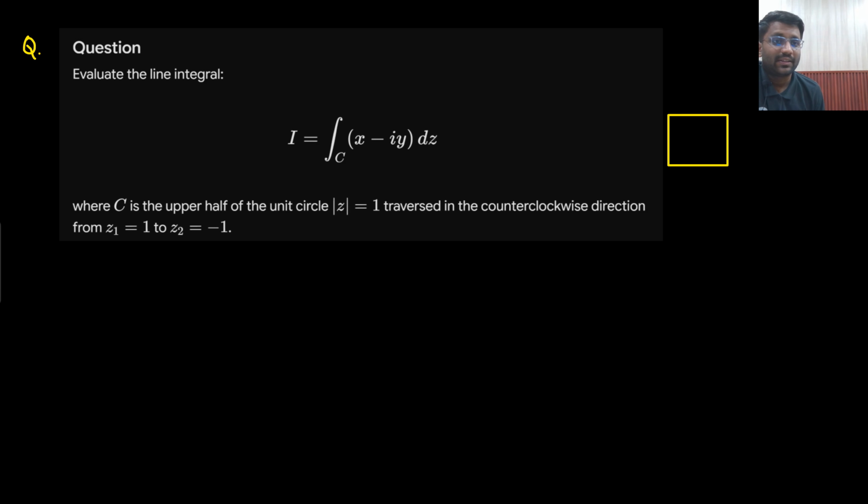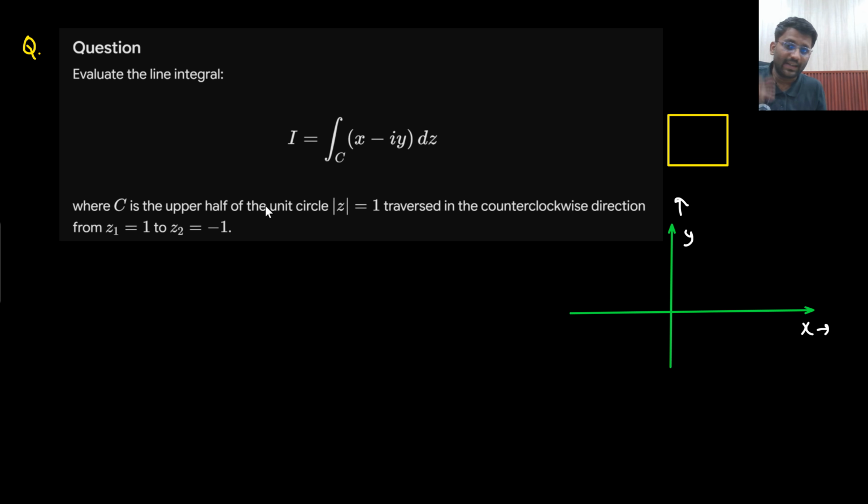Again the same thing, but this time how you are moving. Same function is there, everything is same, but this time you are moving from z equals 1 to minus 1 in the upper half of the unity circle. C is the upper half of the unity circle, mod of z equals 1.